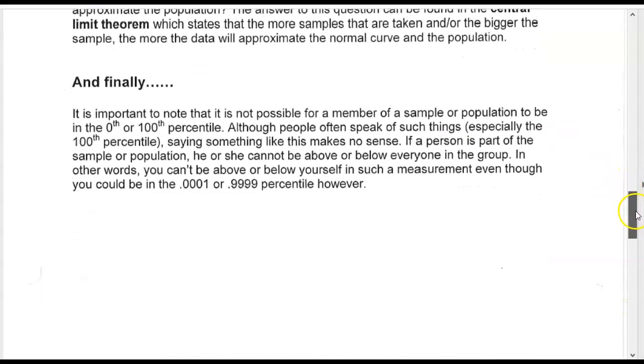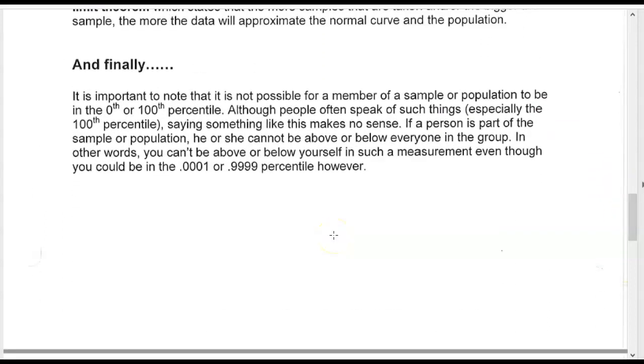So let's move right along here. Two things I want you to know. This will be on the test. There is no 0th and there is no 100th percentile. People use those terms incorrectly. Somebody might say to you, oh, my kid is so smart, he's in the 100th percentile. You can correct that person and say, no, your son could be in the 99.99 percentile, but you can't be better than yourself. If you are part of the group that's being compared, then you're not above everyone.